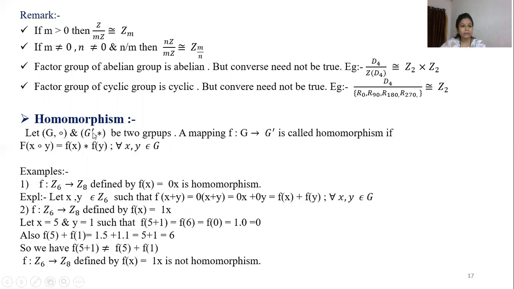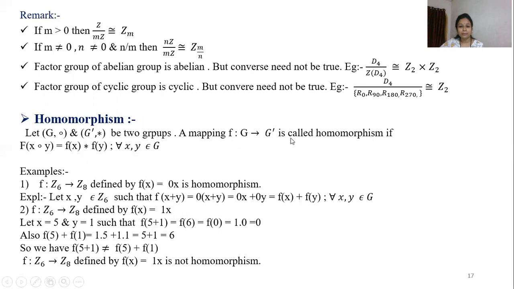Now next, go with the definition of homomorphism. In order to define a homomorphism, we require two groups. Suppose G, dot, is any group. This symbol is the binary operation on G. This star is the binary operation on G dash. We are having two groups.